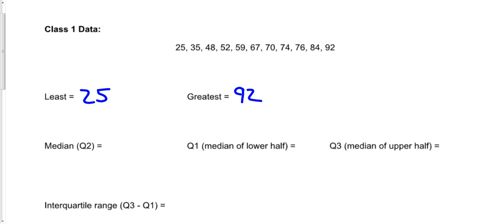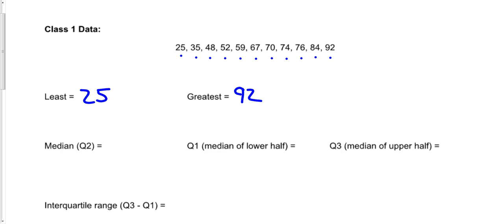Then we also want to determine what is the median for the entire data set. And again, the median, which is also known as Q2, is that middle number of all of them. So how many numbers do I have in this data set? I've got 1, 2, 3, 4, 5, 6, 7, 8, 9, 10, 11. So I have 11 numbers in the data set.